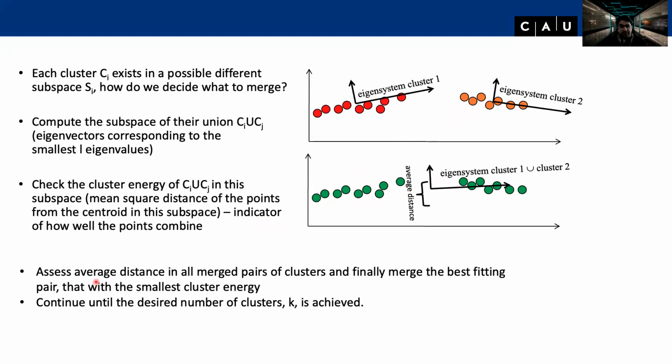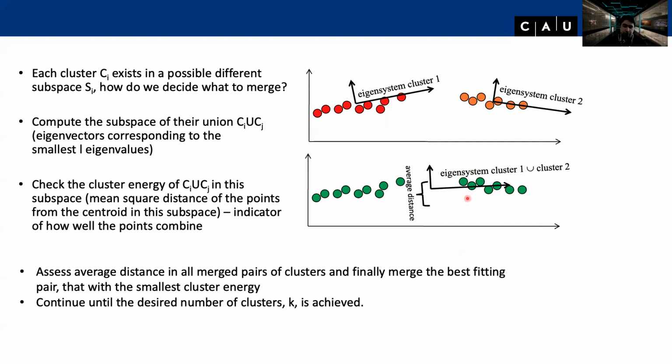So it assesses the average distance in all merged pairs of clusters. So this is like these two clusters, if there would be a third cluster, then this one would be with the next one. So you have all the possible pairs of clusters, it merges them, and then it takes the one pair of clusters, like in this case these two, because they suit really well.